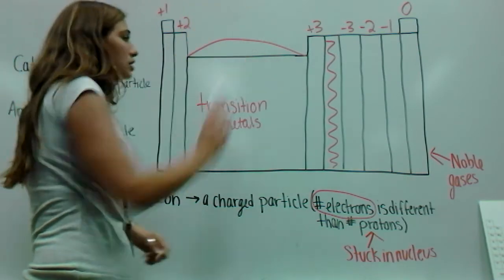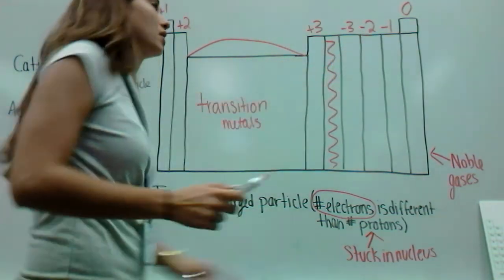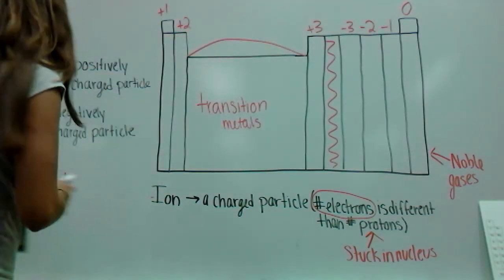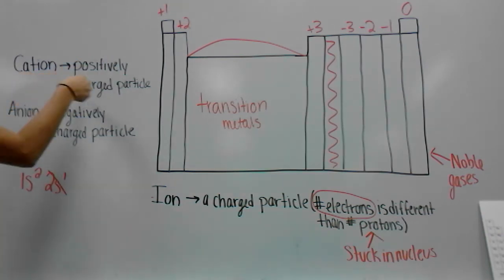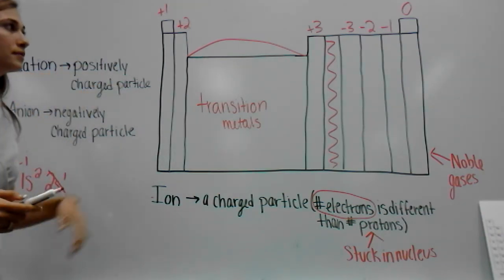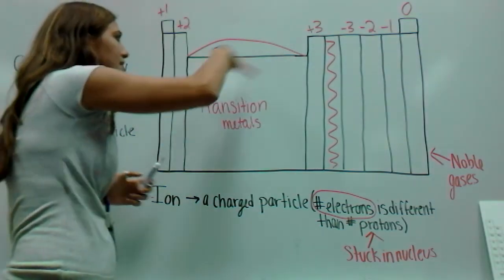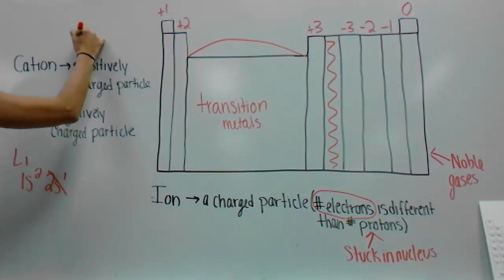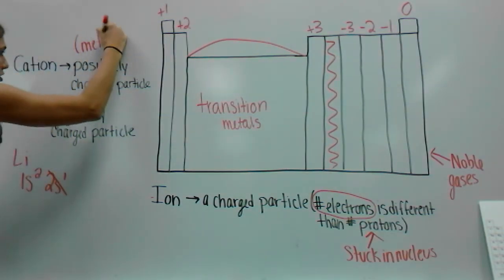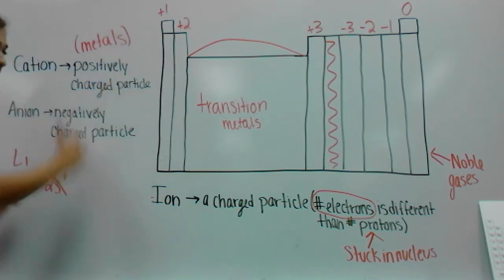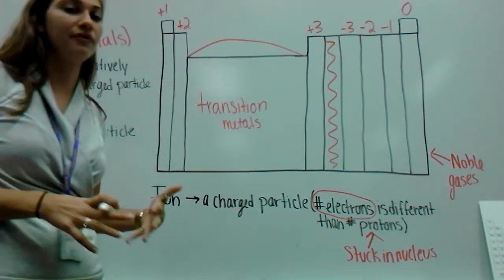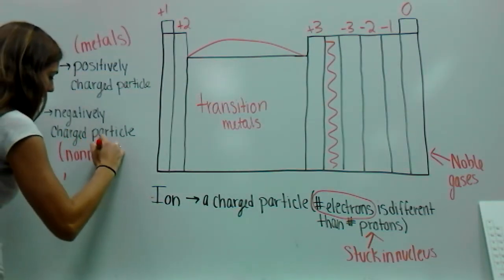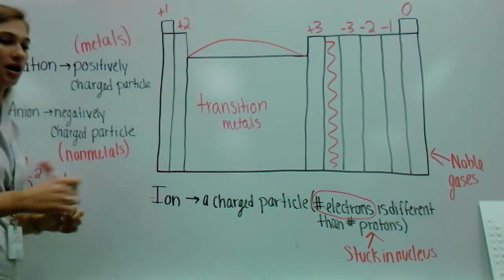So we already talked about our negatively charged ions being called anions. Now all these positively charged ions are called cations, the positively charged particles. If you notice, your positively charged particles are your metals. Your metals are always going to form a cation if it is in its ion form. Your nonmetals are always going to form your anion.